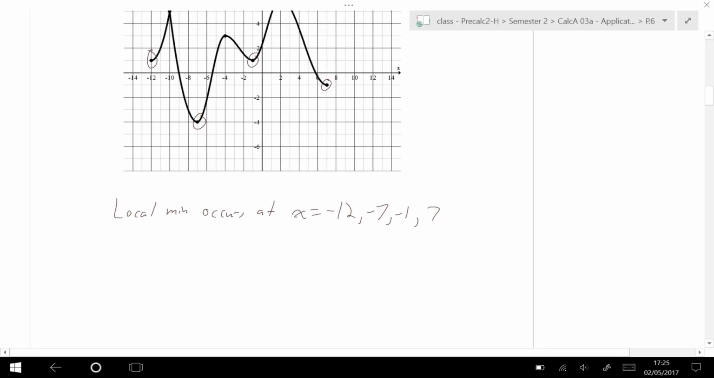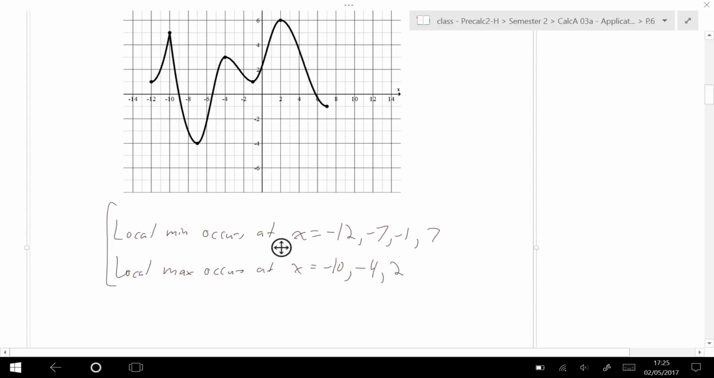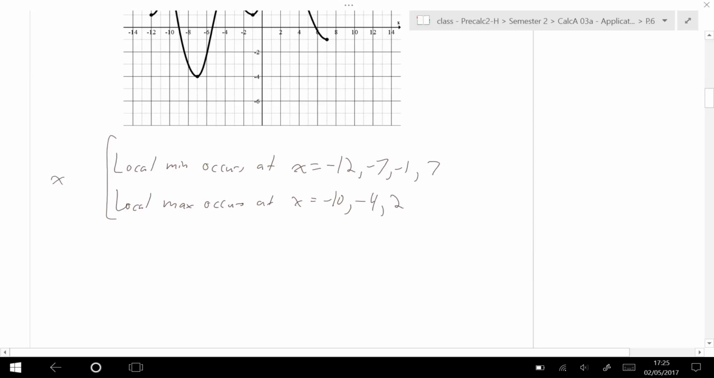Okay. The next one would be to say local maxes. Let's see where those occur. A local max occurs at x equals, and I can say negative 10. I could say negative 4, so that would be these. I could say positive 2. And that's really it. So those characterize where they occur, and these are like x values.